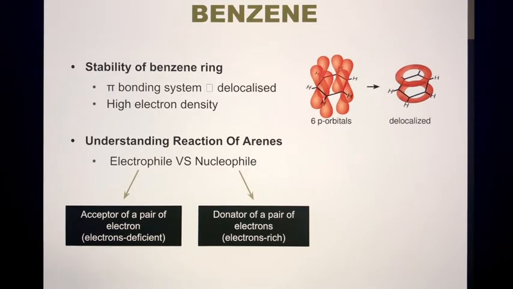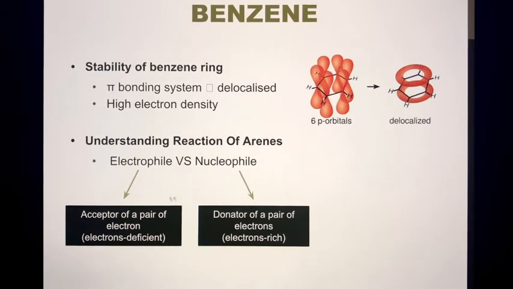As you can see here, there are 6 p orbitals. They overlap together forming pi bonds. But in this case, all the 6 p orbitals overlap together and make a pi bonding system which forms like a ring, above and below the ring. So this system is what we call the pi bonding system or delocalized system, right? Due to this, it has a very high electron density, which makes the benzene ring a nucleophile.